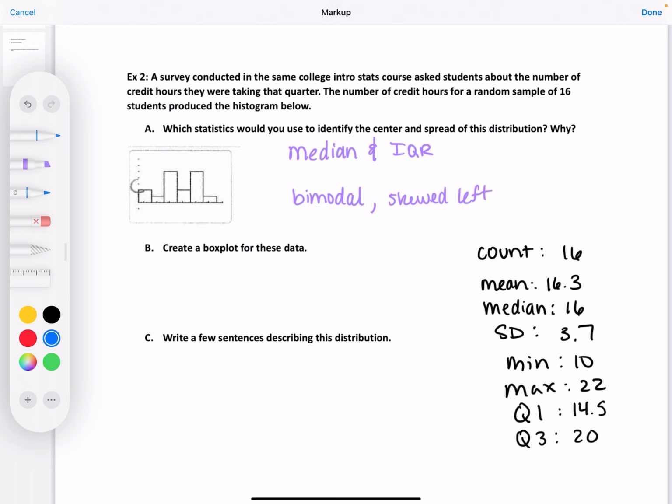I would say you could probably argue that you don't need to check the fences because there doesn't appear to be any outliers up here. So you could get away with not checking it. So then your Q3 is 20 and your Q1 is 14.